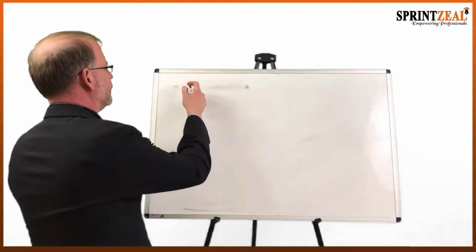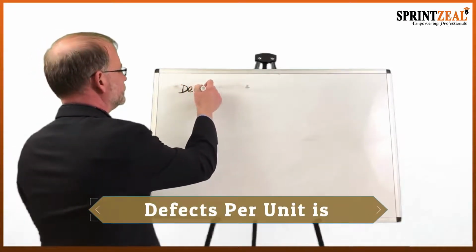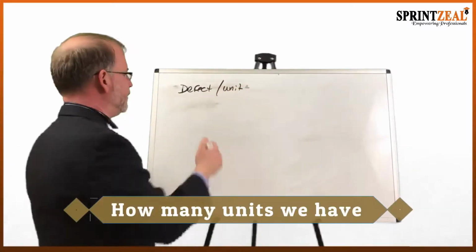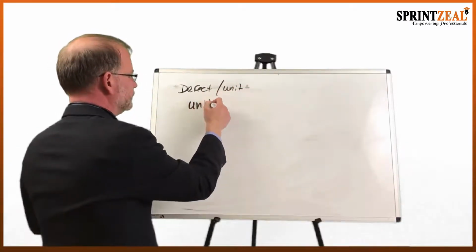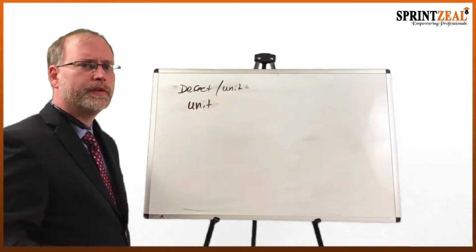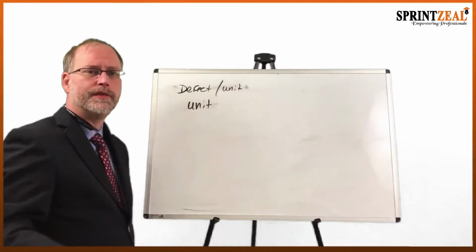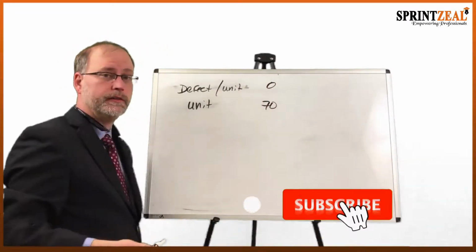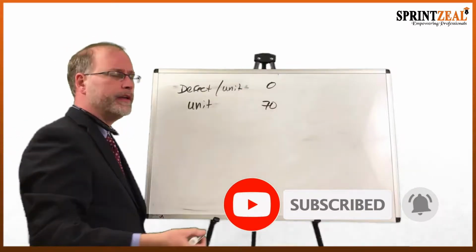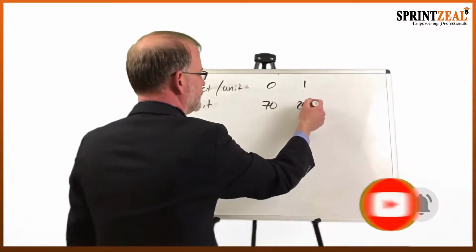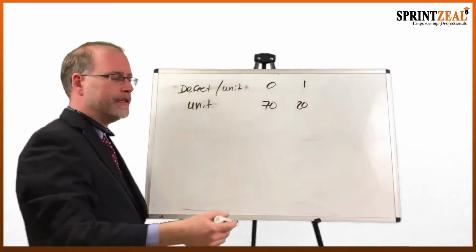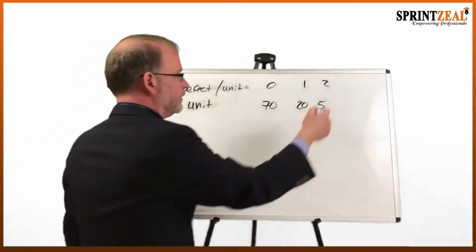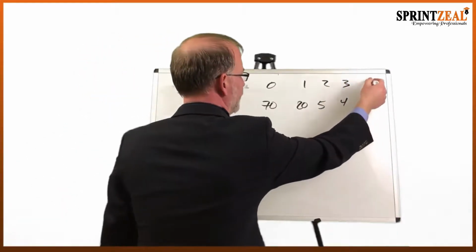So first we have to determine what our defects per unit is, and then we have to know how many units we have. So in the first example, let's say that we have 0 defects per unit, but we calculated 70 units. That's good. No defects. The next one is we had 1 defect out of 20 units, and then 2 defects out of 5. And then we had 3 out of 4, and then 5 out of 1.